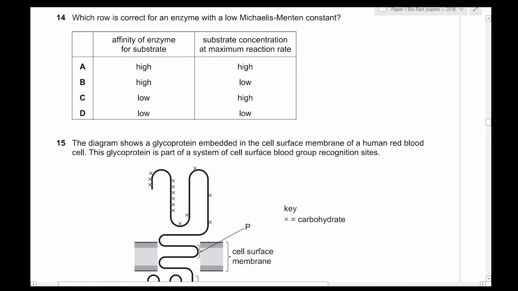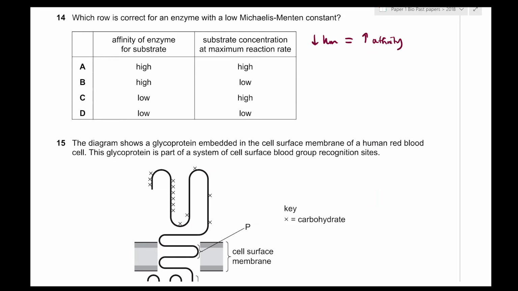Question number 14, which row is correct for an enzyme with a low Michaelis-Menten constant? So the Michaelis-Menten constant measures the affinity of the enzyme for the substrate. Therefore, a low Michaelis-Menten constant equals a higher affinity, and vice versa. They are inversely proportional.